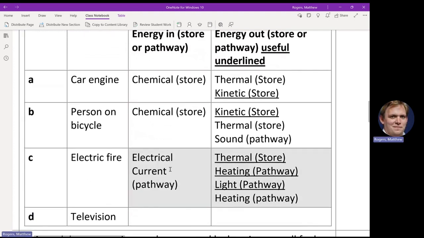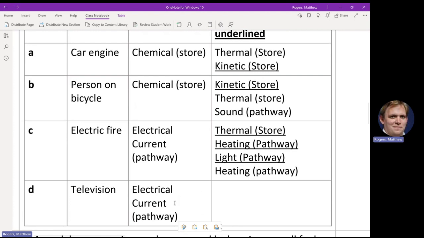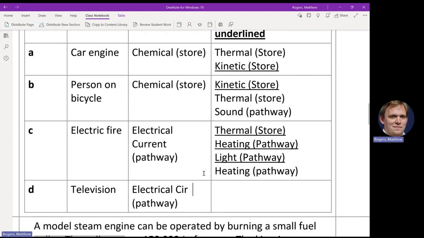Last one, television. Again, the energy into it is going to come through electricity. So electrical current, we said we could use either electrical current or circuit. Here it's the idea that the electrical charges are moving that's important.